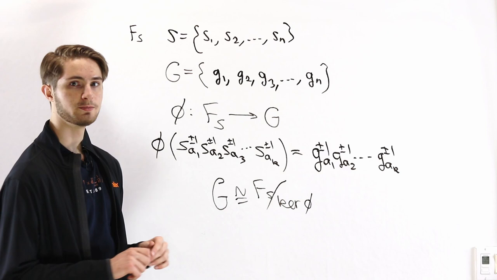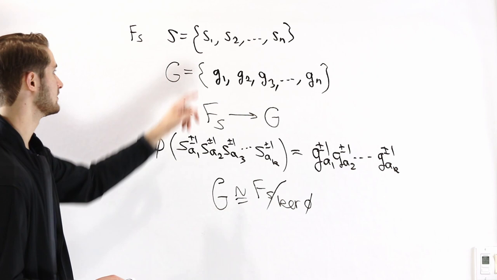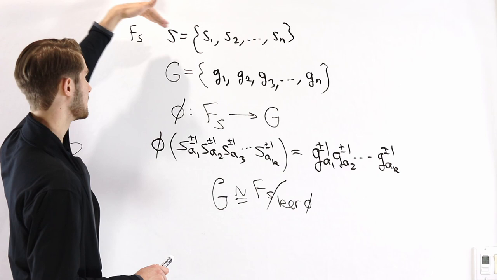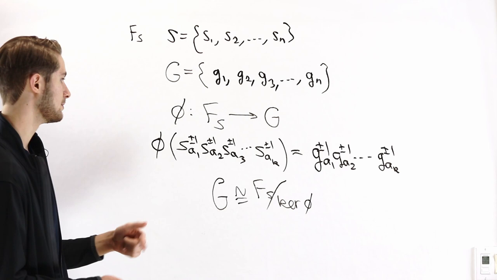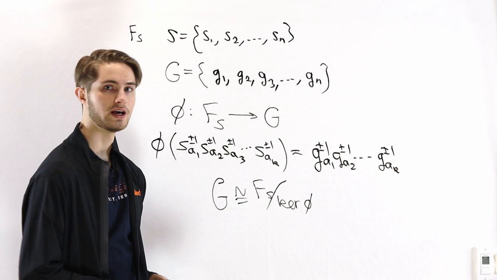We can number the elements in that finite group and then associate it with a set with the same number of elements, where every element in the set corresponds to one element in the group. Then we just take any product in that free group on the set and map it to the product in the group. That's a homomorphism, and it also goes to every element, so we get that G is isomorphic to that free group mod the kernel of phi.